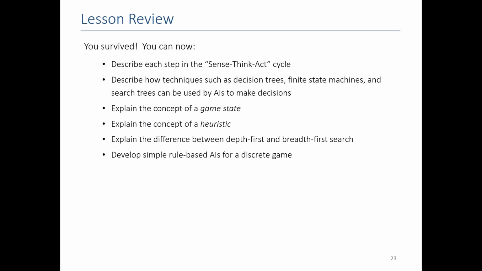So you survived, right? We've talked about the sense, think, act cycle. That's how we take an AI and go through the process of determining what action it needs to perform and then actually doing it in the world. We talked about decision trees, finite state machines, and search trees. And we went through terms like a game state, which is again a snapshot of your game, and a heuristic, which is a way to estimate the goodness of a decision or a game state. And then we explained the difference between depth first and breadth first search. So again, breadth first, we looked at one layer of our search tree at a time. Depth first, we went all the way down the path. And both of them eventually will look through the entire tree, but depending upon the problem you're solving, one may be more ideal than the other, or one might be more practical than the other.